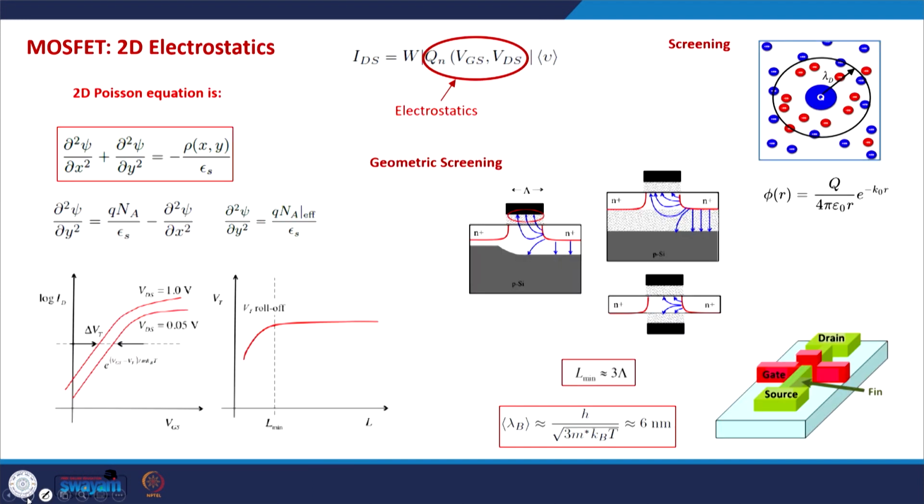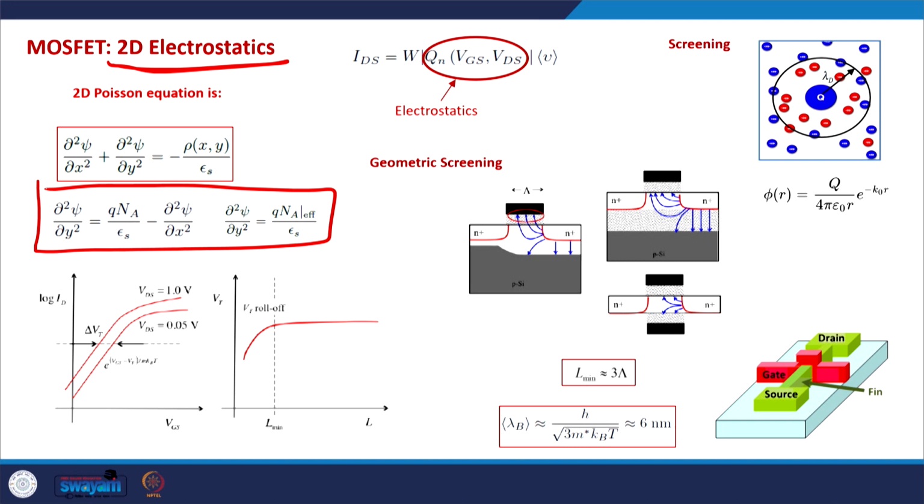Then we discussed this important consideration in MOSFET electrostatics, which is the 2D electrostatics, prominent in modern day nanoscale devices. What we saw was that because of these 2D electrostatic effects, the threshold voltage is reduced, or the gate control on the channel is reduced. And as a method of countering these 2D electrostatic effects, we discussed the idea of geometric screening, which is done by surrounding the channel with the gate on multiple sides.